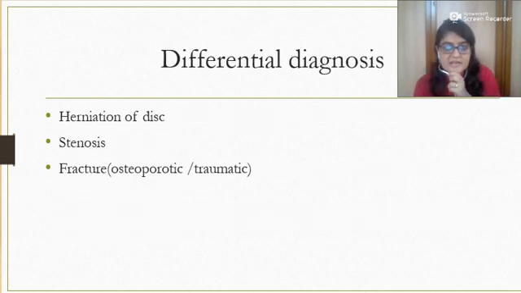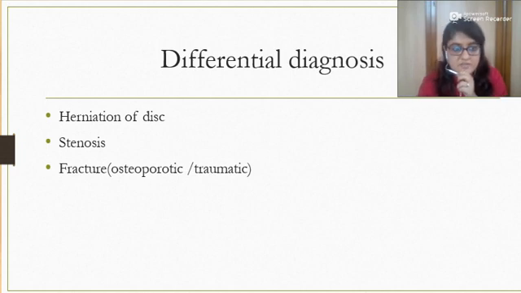What is the differential diagnosis? It is herniation of the disc. Again, it comes under the heading of lumbar spondylosis only, but it can be considered under differential diagnosis. Then second is stenosis, where the narrowing of the spinal canal happens. That is again the aging process, and it could be osteoporotic pain in the lumbar spine or the thoracic spine. It could be an osteoporotic fracture or even a traumatic fracture, which has to be ruled out.